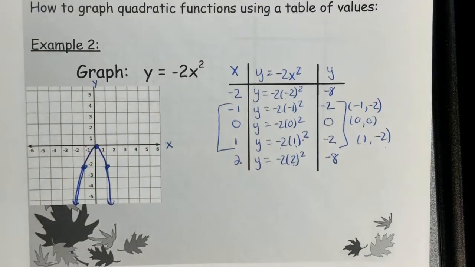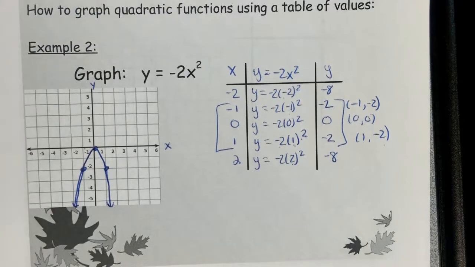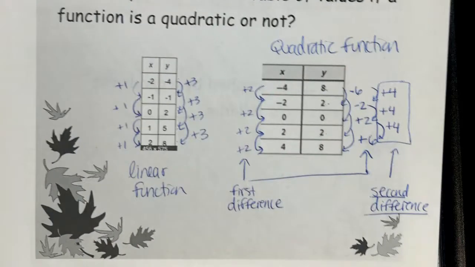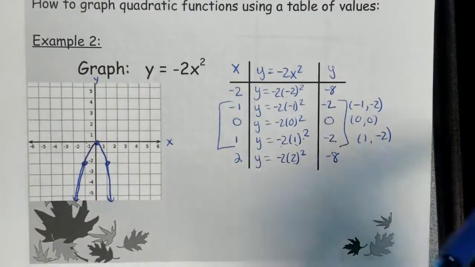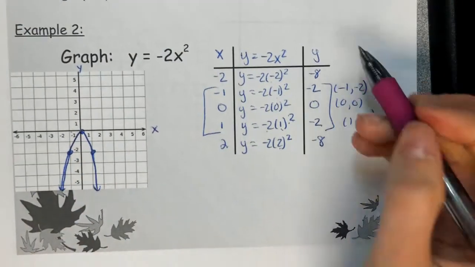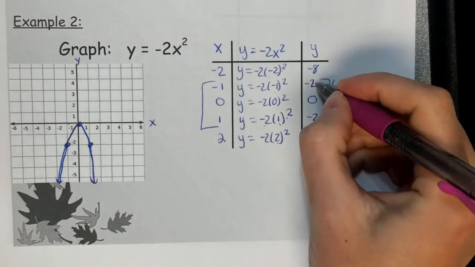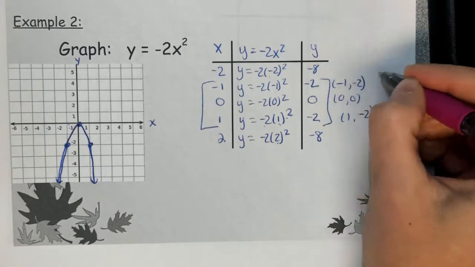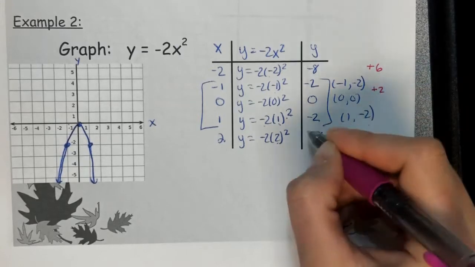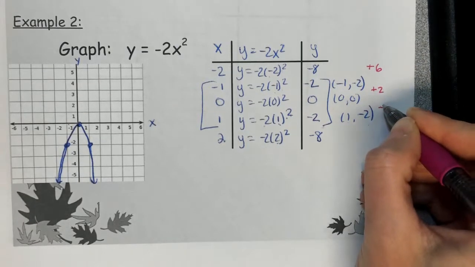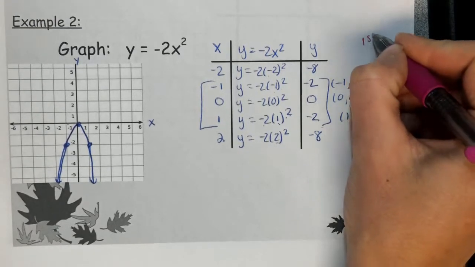Okay. Alright, so that's still a quadratic. Also, if we go back to the first discussion on how to know if it's a quadratic, we can look at our second differences. If we were to look at our second differences here, we have to create a list of our first differences. So our first difference here would be negative 8 going up to 2 would be plus 6, negative 2 to 0, plus 2, 0 down to negative 2 would be negative 2, and this would be minus 6. So that's your first difference.